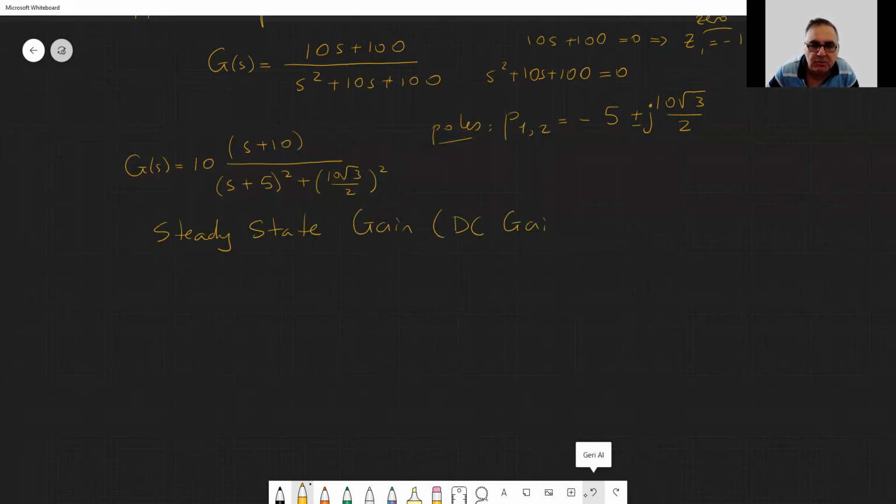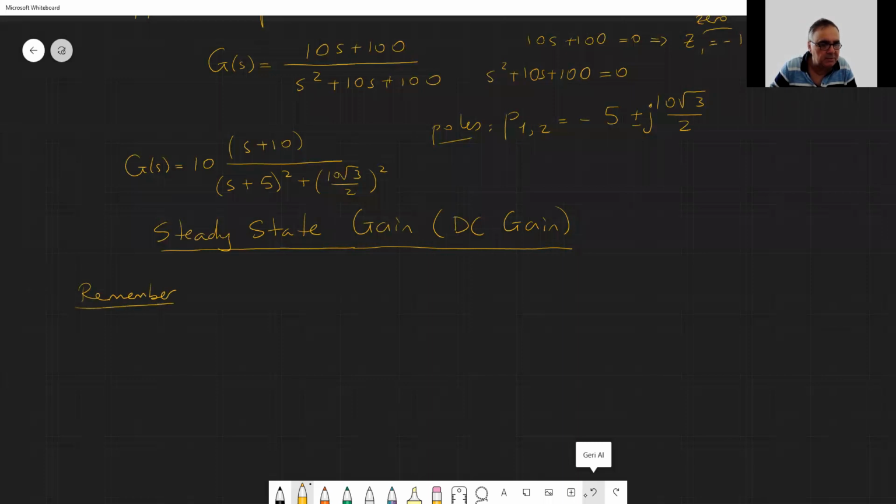Which is also called the DC gain. Okay? This is again another important concept. And for this, we need something from the Laplace transforms. Let's remember the following.